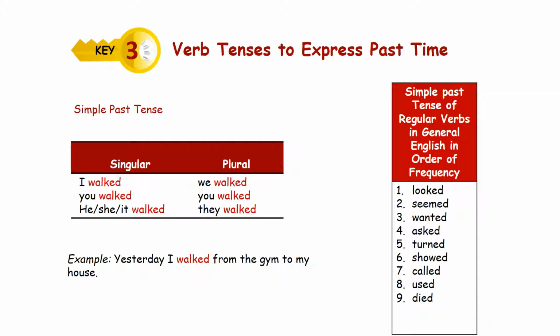The ed ending can be pronounced in 3 different ways. For example, missed, studied, and needed. Simple past tense of regular verbs in General English in the order of their frequency: looked, seemed, wanted, asked, turned, showed, called, used, and died.